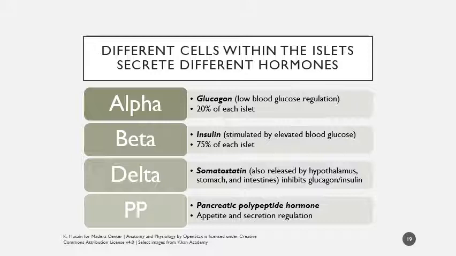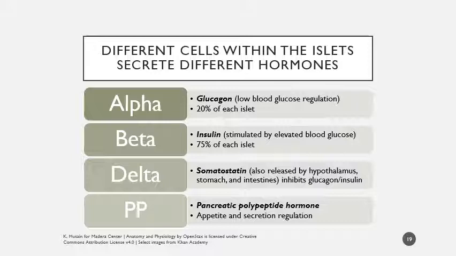The delta cells are less prevalent. Remember that the delta and PP cells only account for about 5% of the cells in each islet. Delta cells secrete somatostatin that is also released in the hypothalamus, stomach, and intestines. So again, this is kind of synergistic. It's released from different locations. It's responsible for inhibiting glucagon and insulin. So it kind of regulates this process. And then the PP cells secrete pancreatic polypeptide hormone that is involved in appetite and regulation of secretion. So these different hormones are all kind of involved in digestion and absorption and regulating what happens within our body after those happen.